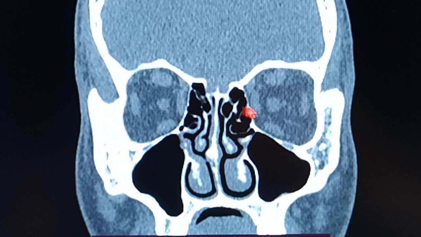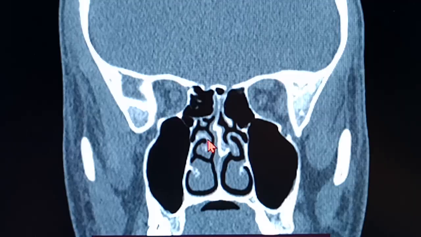Okay, so I'm going to begin with the most anterior part. I'm going to go from the very front to the very back.